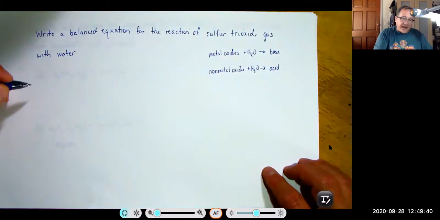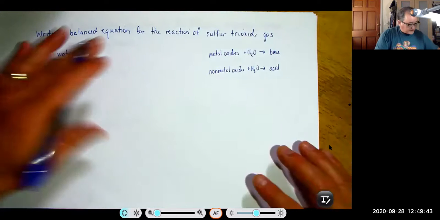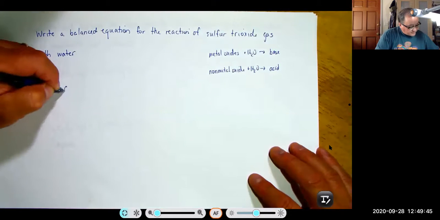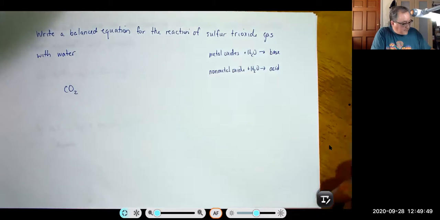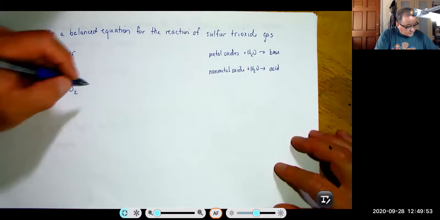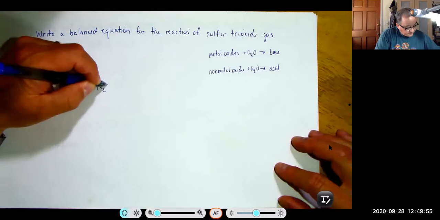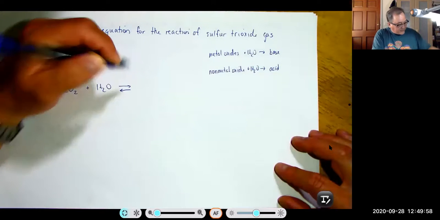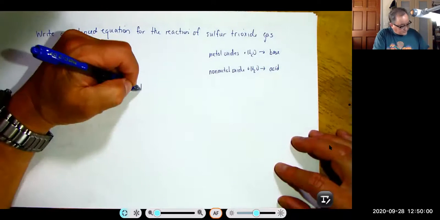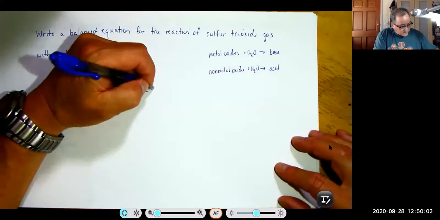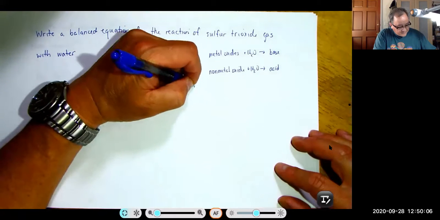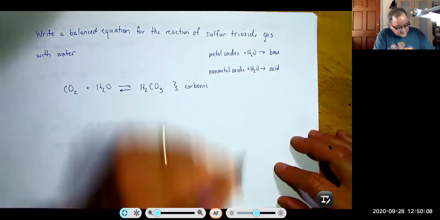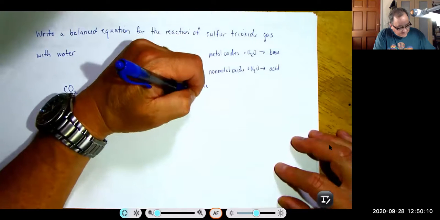Now, let me give you an example of a different one other than sulfur trioxide. Have you guys ever heard of CO2 gas as a component of burning coal? Let's see what happens when you mix this with water. Well, you get 2 hydrogens, 1 carbon, and 3 oxygens, H2CO3. This is called carbonic acid. And it is a component in something called acid rain.